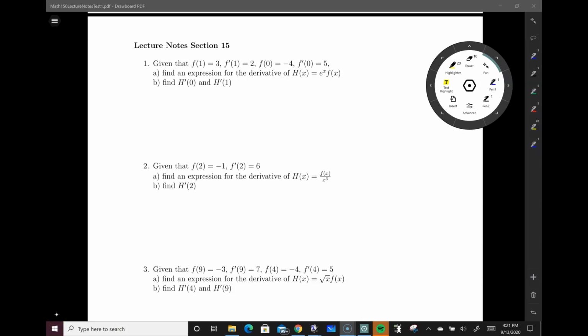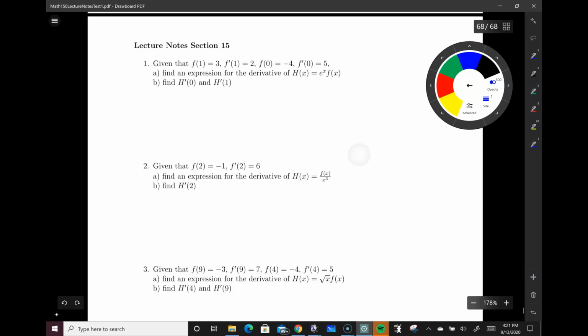All right, here we're going to take some derivatives using our product rule. So we see the product here. We're going to find an expression first for h prime, and then we'll plug in x equals 0 and x equals 1. So let's use our product rule. Product rule is first d second plus second d first.